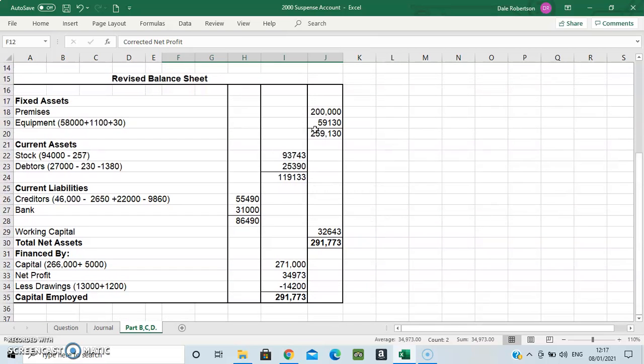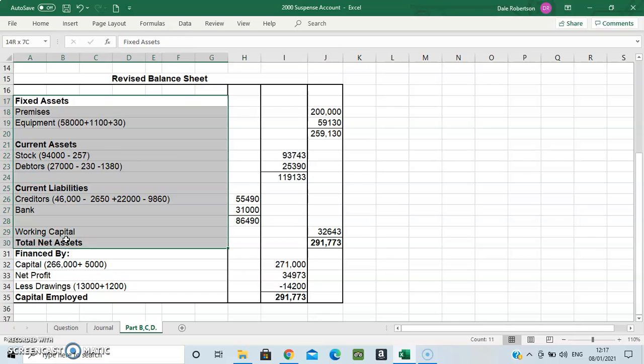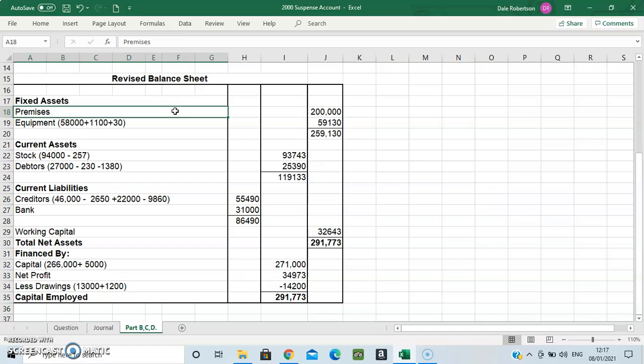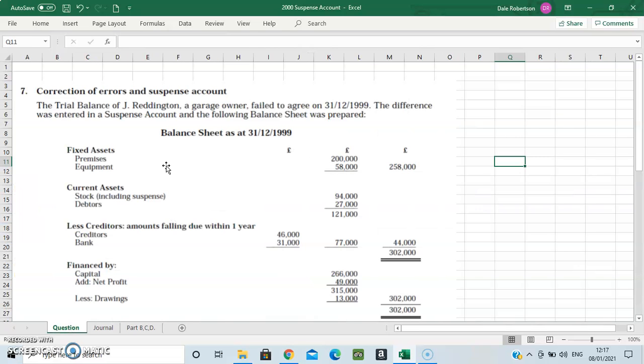What I find quite helpful here is to write out the skeleton of the balance sheet first. So you can write out all of these terms: premises, equipment, stock, debtors, creditors, bank, and then we look at how they were changed or not, as the case may be. For example, premises never changed, so it's just 200,000 directly from the question.